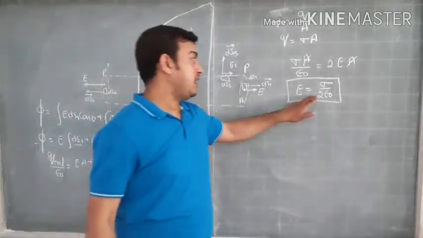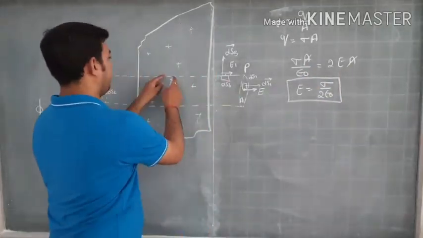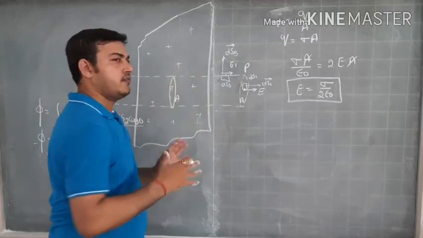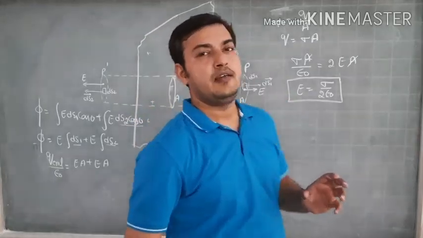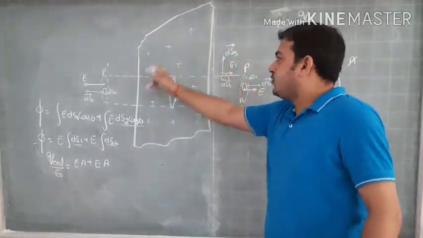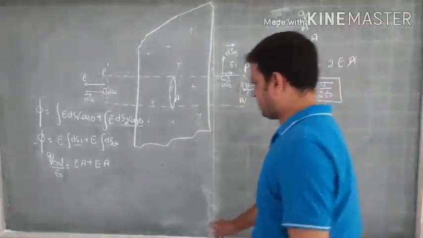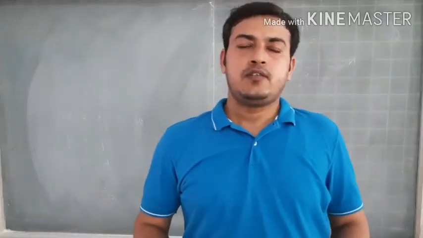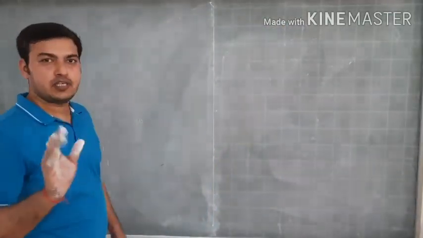Once again, since A cancelled out, it means this is not the electric field due to this small area; it is the electric field due to the whole sheet. So this is the electric field, using Gauss' theorem, due to an infinite sheet. So far we have discussed the electric field due to a charged sheet.